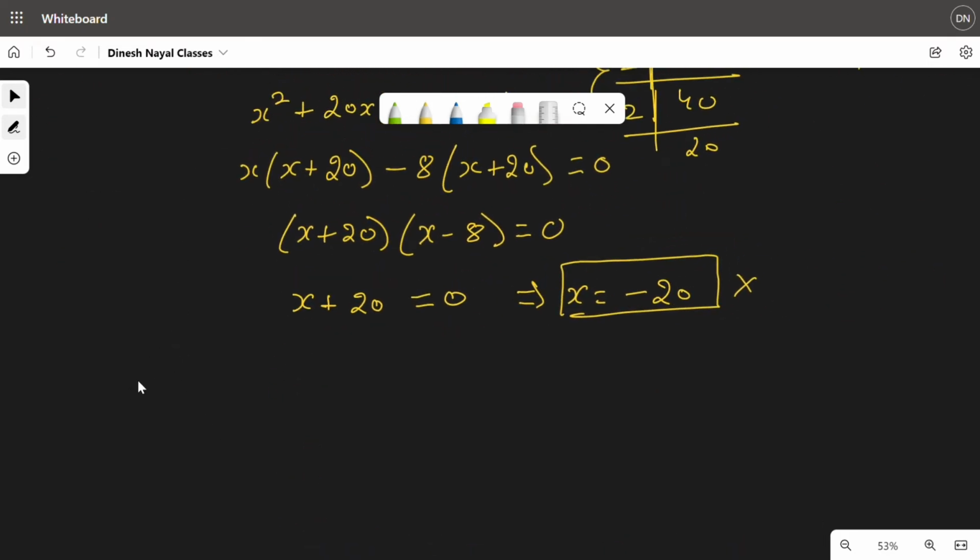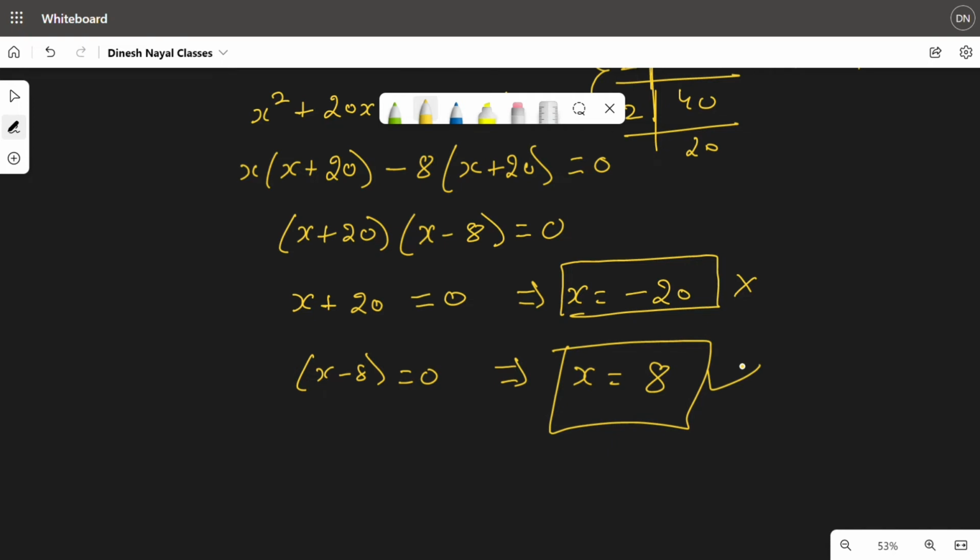Now write x minus 8 equals 0. This implies x equals 8. So 8 is a natural number and this is the required number. So the required number is x equals 8.